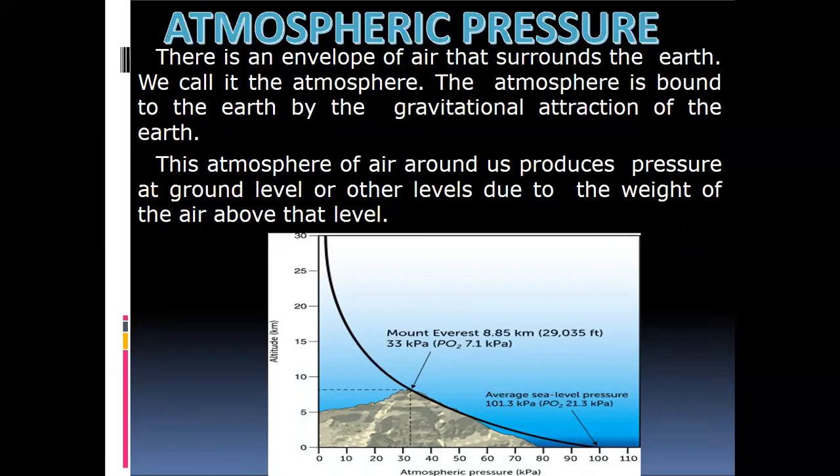This atmosphere of air around us produces pressure at ground level or other levels due to the weight of the air above that level. So as you see here, at the ground level, the atmospheric pressure is the highest. As we go higher, the atmospheric pressure reduces.